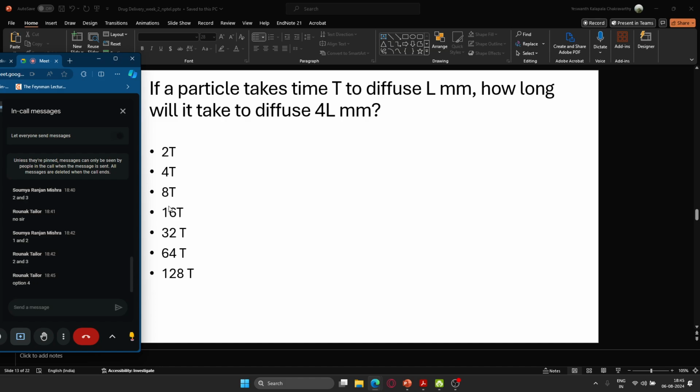Option one, 2, 3, 4. So you're saying 16 times the time it took to diffuse L millimeters. Okay. Any other differing views? Everyone agrees with this particle. It took t minutes to diffuse L millimeters, but it will take 16 times t minutes to diffuse just 4L millimeters. Is that fair?